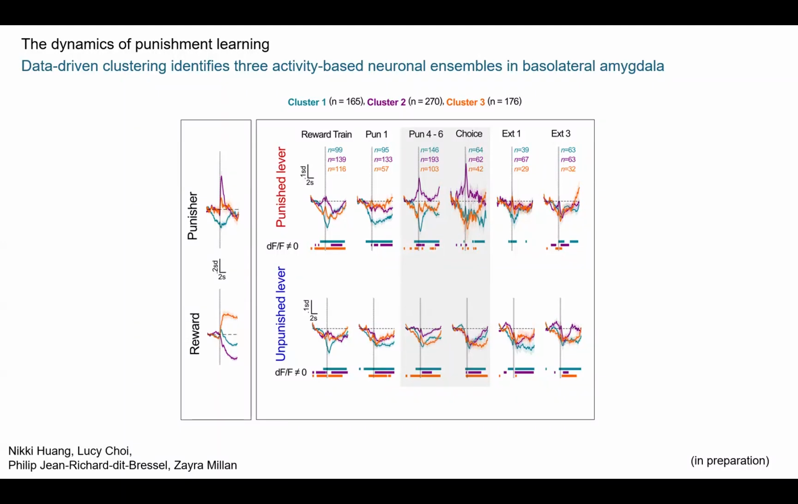And what you can see is that generally the response of the 3 clusters to the control lever, to the unpunished lever, is not changing during reward, punishment, early punishment training, late punishment training, during a choice test, during extinction, and then late extinction. But to the punished lever, there are changes. And specifically, cluster 2 neurons show this emergence of excitatory transients prior to and as the animal makes that response that risks punishment. And that's contingency specific because it's lost or reversed during extinction.